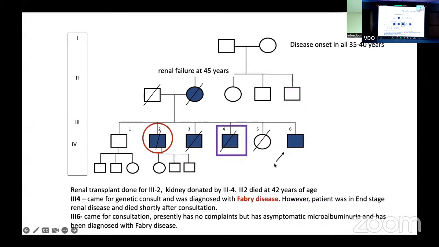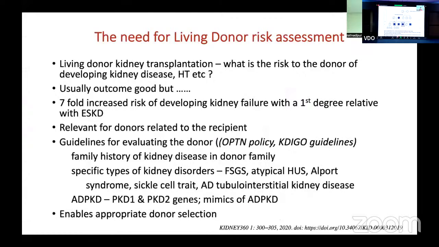This person we had called early because he was also at risk. We tested him. He also had Fabry disease, but he had very early onset manifestations of microalbuminuria, and now he's on enzyme replacement therapy. So what is the need here for a live donor risk assessment? Okay, so we want to understand two things: what is the risk to the donor of developing kidney disease, hypertension, as well as what are the chances that the recipient will really benefit from the kidney transplant.